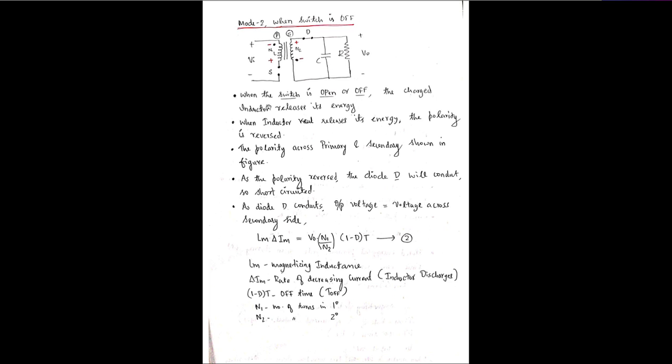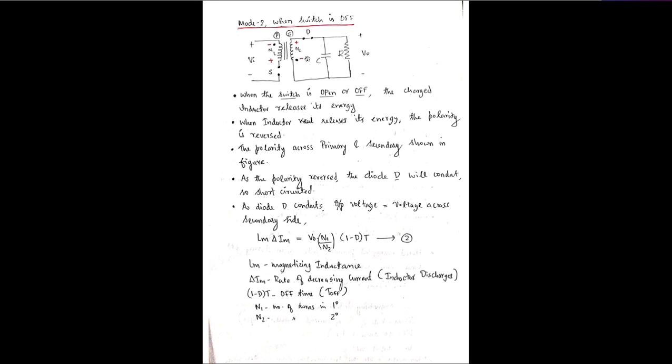Okay, so when the switch is open or off, the charged inductor releases its energy, and the polarity is reversed. The polarity across primary and secondary is shown in the figure. As the polarity is reversed, the diode will conduct, so it is short circuited. As diode D conducts, the output voltage will be equal to the voltage across the secondary side.